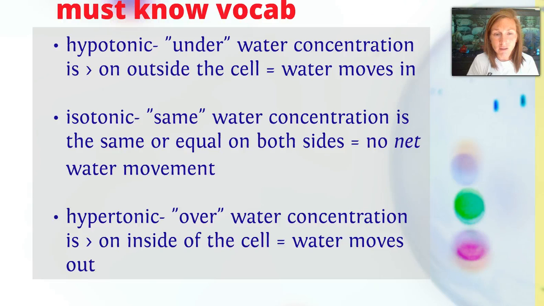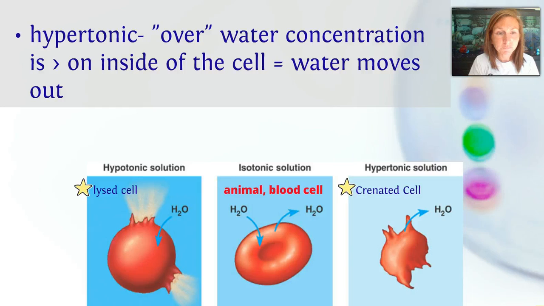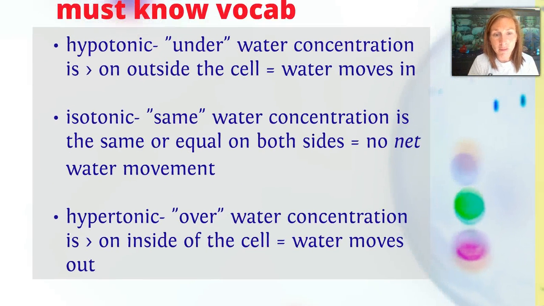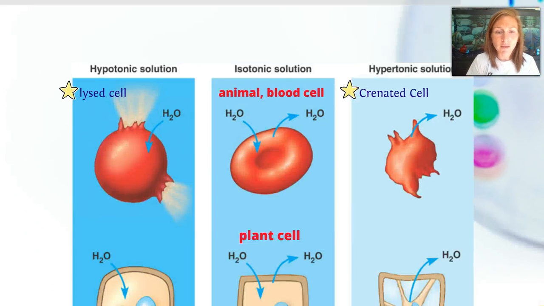If it's an isotonic solution, meaning there's the same water concentration on the outside as the inside, there will be no net water movement. Things will just be flowing back and forth happily. And lastly, hypertonic means that the water concentration is greater on the inside. So there's more water on the inside than on the outside, so water will leave in order to get that happy medium.